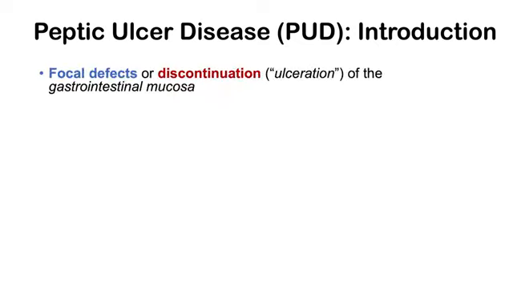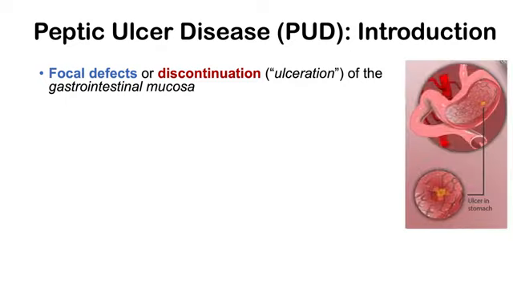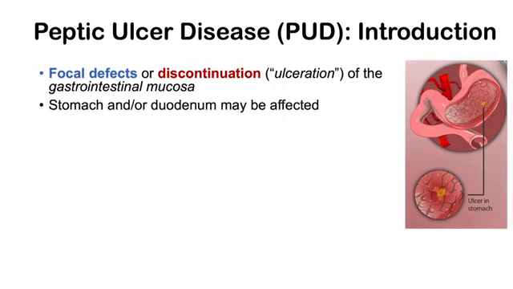Peptic ulcer disease is a disease of focal defects or discontinuation, which really means ulceration of the gastrointestinal mucosa, which is the lining of the esophagus, the stomach, and the duodenum, the first part of the small intestine. We're not going to talk about esophageal ulcers in this lesson, but we're going to talk about ulcers that affect the stomach and the duodenum. When an ulcer affects the stomach, that is a gastric ulcer, and when an ulcer affects the duodenum, that is a duodenal ulcer.